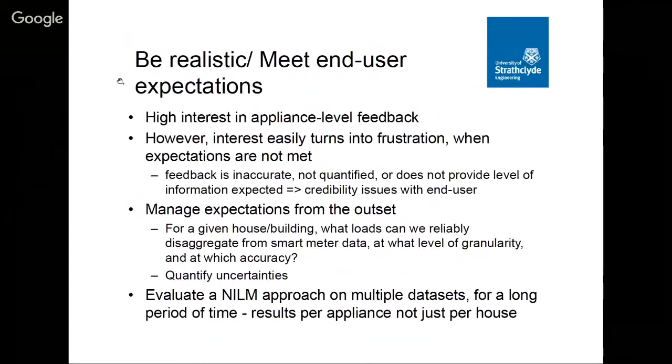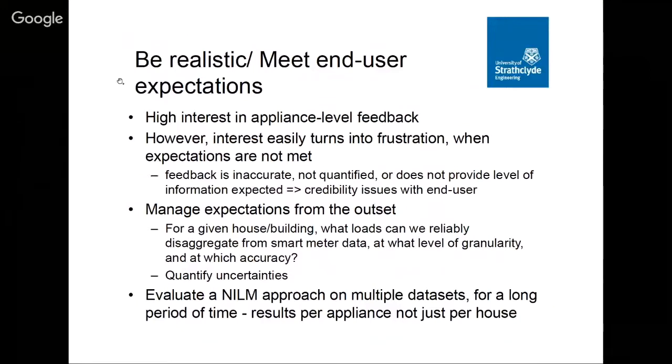We've seen that if the feedback is inaccurate or not properly quantified, if I say I get an accuracy of 50%, that's not really what a customer wants. I can't say I can disaggregate your fridge at 50% and they'll be happy with it. We want to make sure that it's reproducible and consistent. Every time you run the algorithm, you're going to get a similar type of accuracy. So we want to minimize credibility issues with your end user if we want NILM to take off.